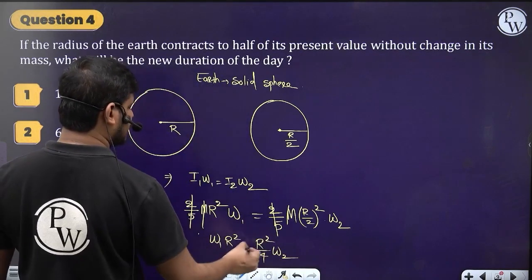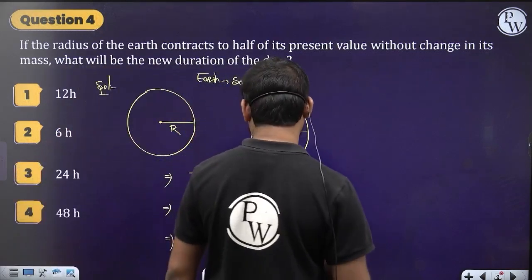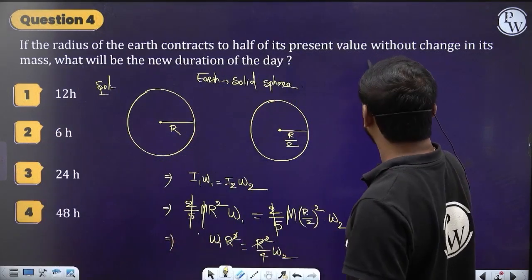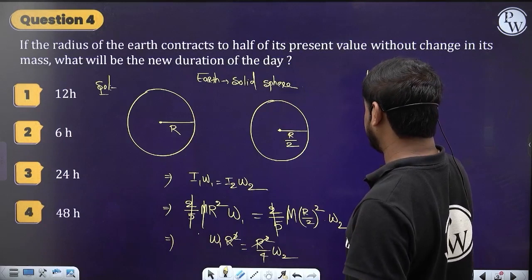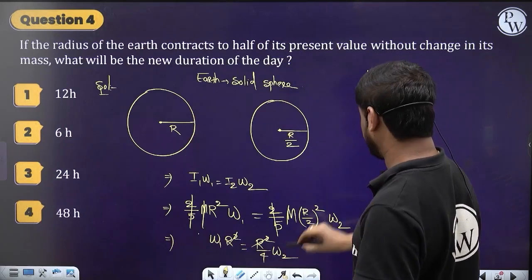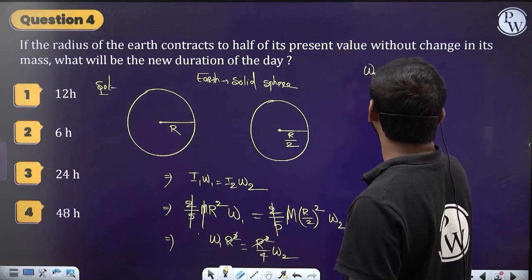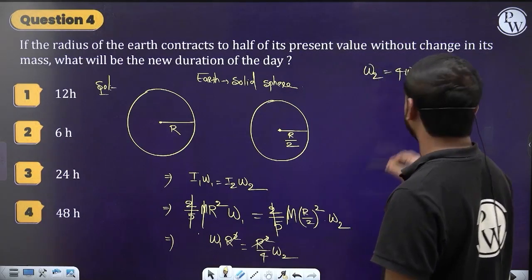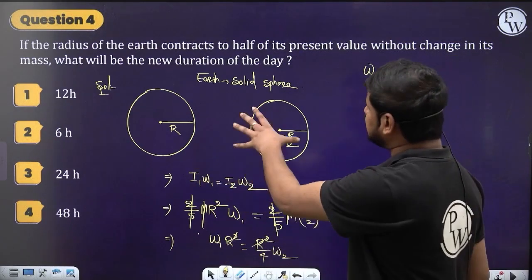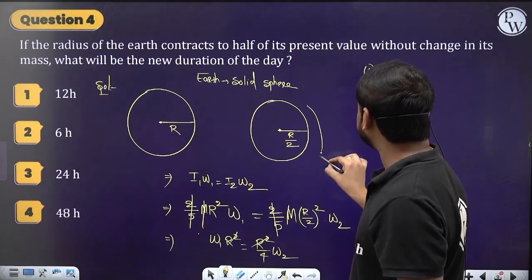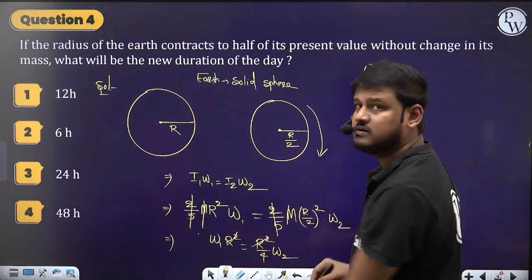Which is nothing but r square also gets cancelled. So from here we can write omega 2 is equal to 4 omega 1. Omega 2 is equal to 4 omega 1. So that means the earth now rotates with an angular velocity of 4 times the previous one.